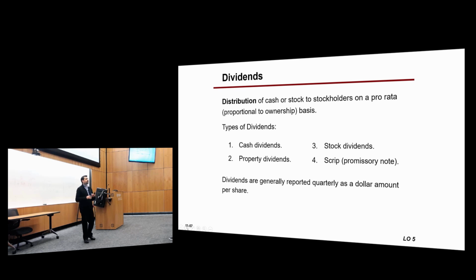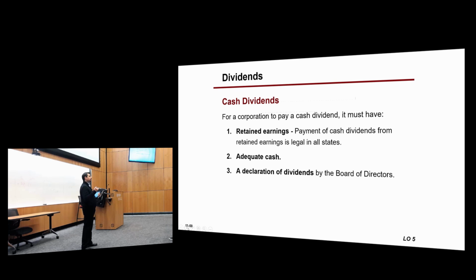Okay? Generally speaking, dividend is distributed on a pro rata basis, which means if you have a 10% share of the company, you get a 10% share of the dividend that is declared and paid. If you own 20% of the company, when they pay out dividends, it will be 20% of the dividends. Any questions?